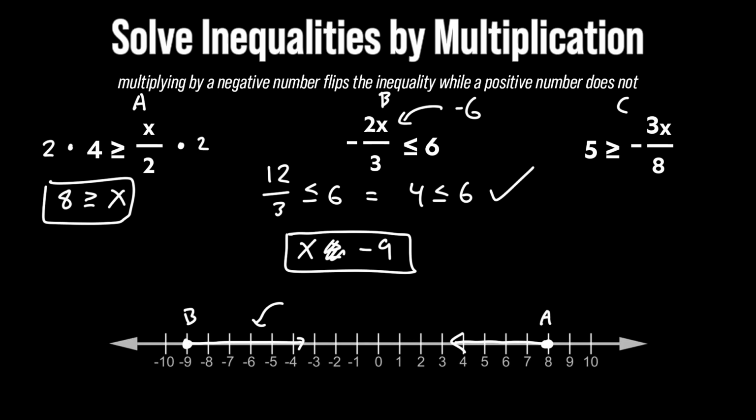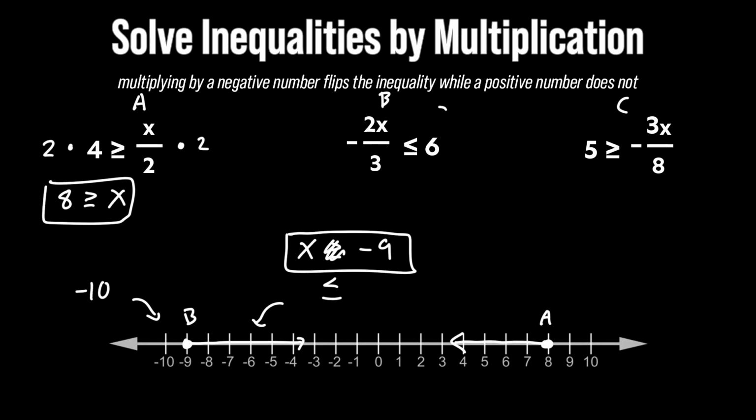If it were the opposite and x were less than or equal to negative 9, that assumes that, for example, negative 10 would work. But if we inputted negative 10 for x instead, we'd get 20 over 3 is less than or equal to 6. And this is almost 7, which is way bigger than 6. So this does not work here.